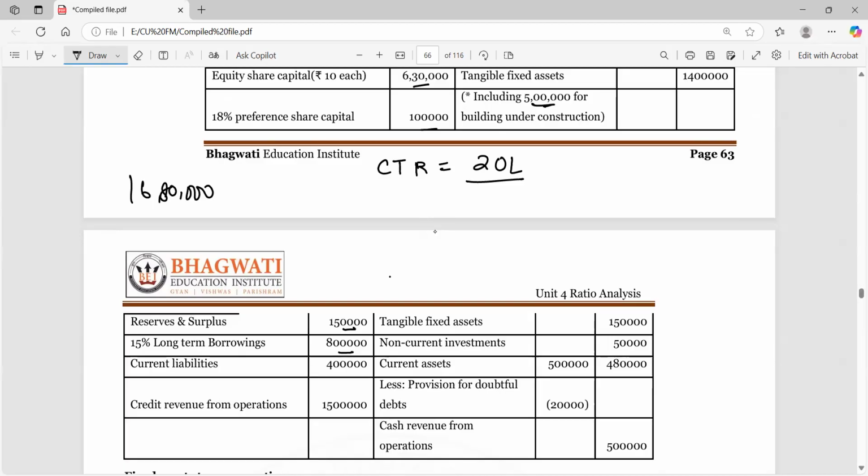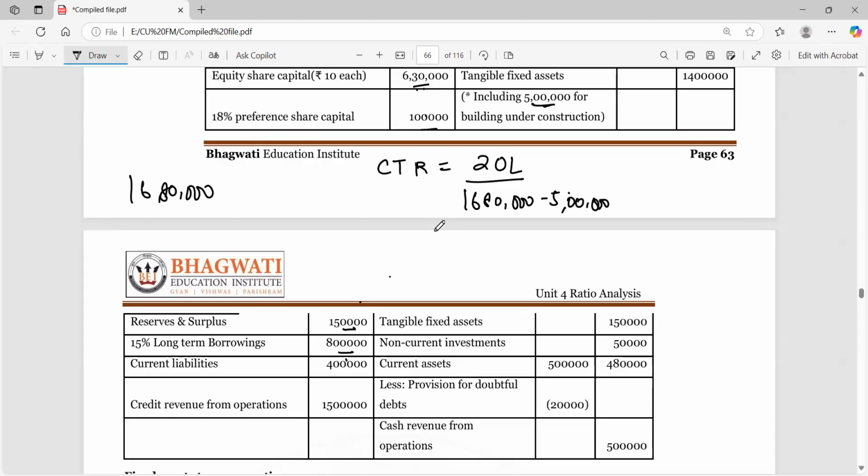Till this point clear? 16 lakh 80,000 minus 5 lakh. There is one more adjustment that needs to be made. How 16 lakh 80,000? Add everything except current liability: this plus this plus this plus this. Capital employed means equity plus preference plus debt plus reserves and surplus.